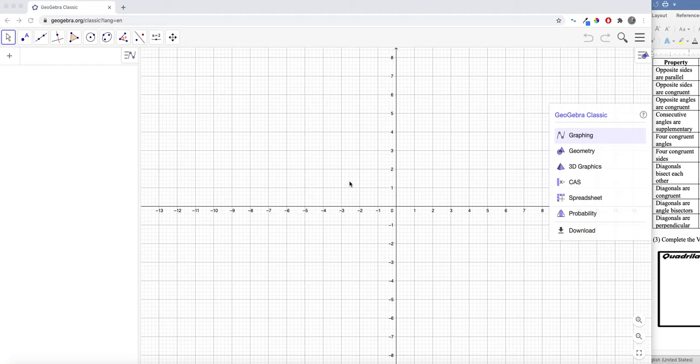Hey math kids, today we're going to talk about parallelograms. And so the first thing we're going to do is construct a parallelogram.